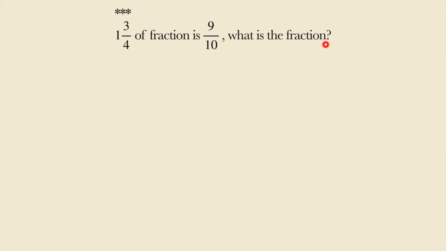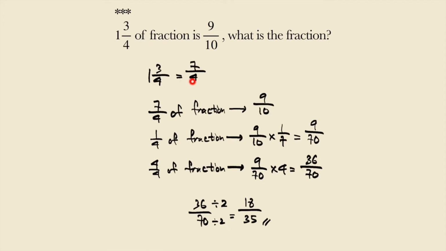1 3/4 of a fraction is 9/10. What is the fraction? Oh my goodness, look at this. Okay, so let's visualize this. First of all, convert this to improper fractions. Okay, so this is the equation then. 7 over 4 of a fraction is 9 over 10.